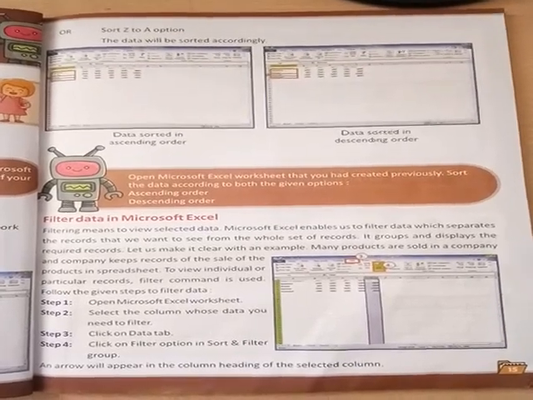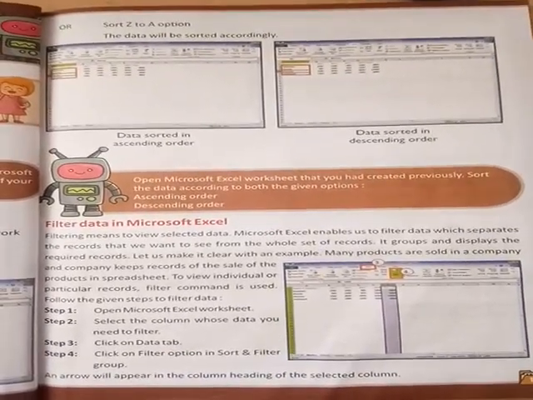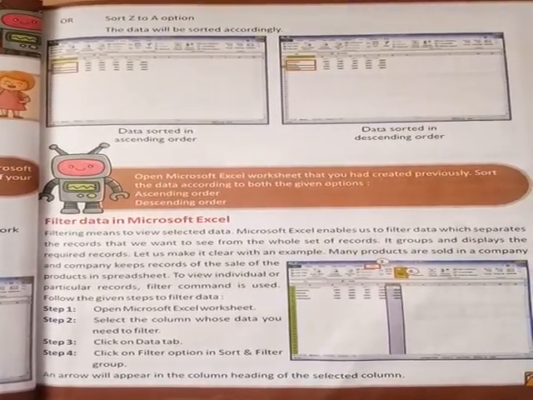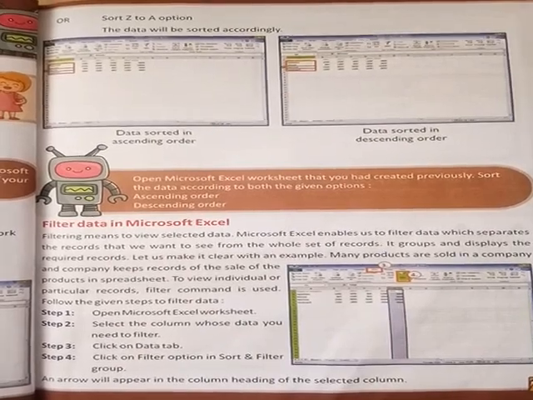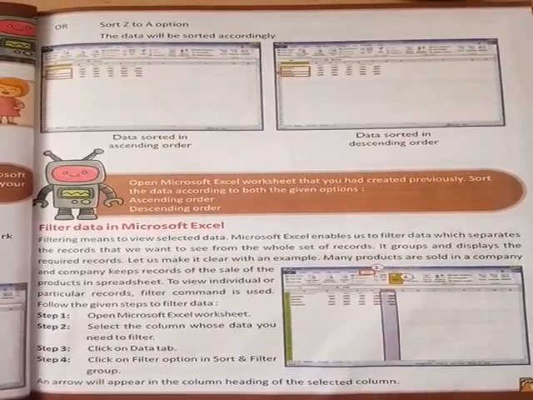Filter data in Microsoft Excel. Filtering means to view selected data. Microsoft Excel enables us to filter data, which separates the records that we want to see from the whole set of records. Follow the given steps to filter data.